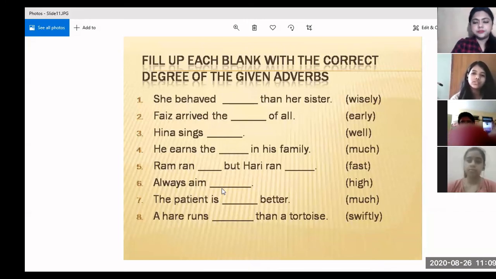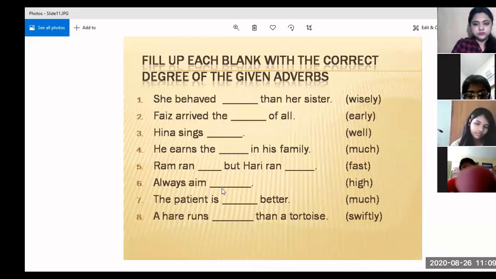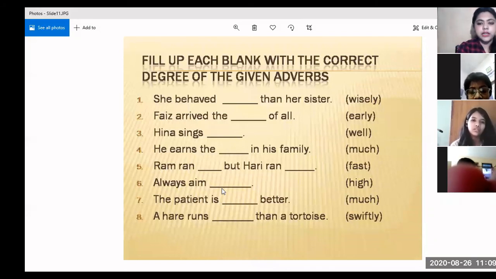Inchra, give the answer. Ma'am, the answer will be well. Well, good. Positive degree, right? Yes. Okay. Next, he earns the dash in his family, correct form of much. Who will answer?